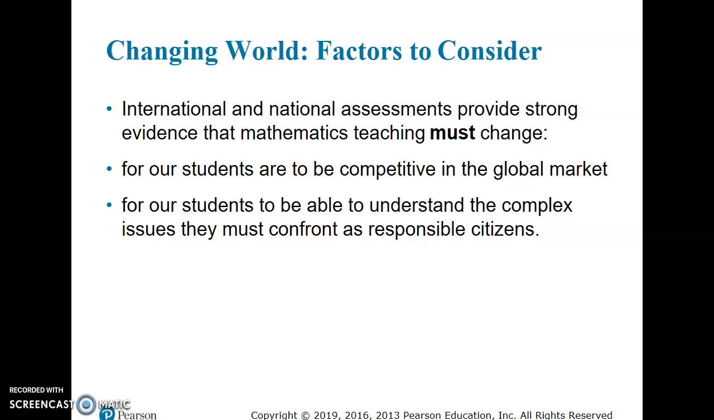In a changing world, there are factors to consider. International and national assessments provide strong evidence that mathematics teaching must change for our students to be competitive in a global market, for our students to be able to understand the complex issues they must confront as responsible citizens. In addition, people need to have skills that are long-lasting and will survive an ever-changing landscape of available jobs. We live in a digitized world and are surrounded by algorithms. We must teach students to be math lovers. Math lovers will always have career opportunities and choices.